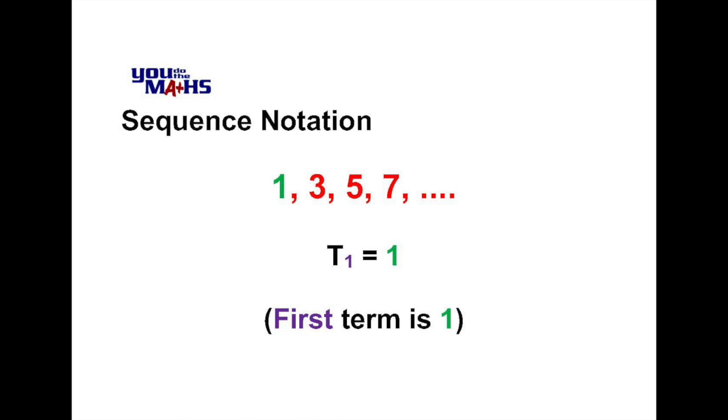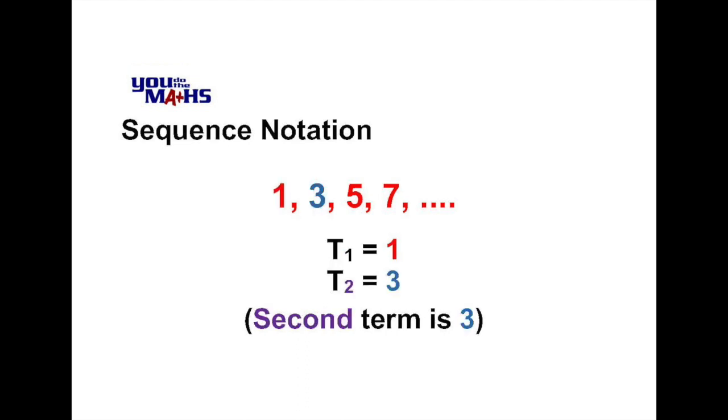Now if we extend this notation to the next number, we can say that T2, which is saying the second term in the sequence, is the number 3. So the capital T refers to terms, the subscript refers to the position in the sequence, and then the number which it actually equals is the number in the sequence, which in this case could be 1, 3, 5, 7, etc.